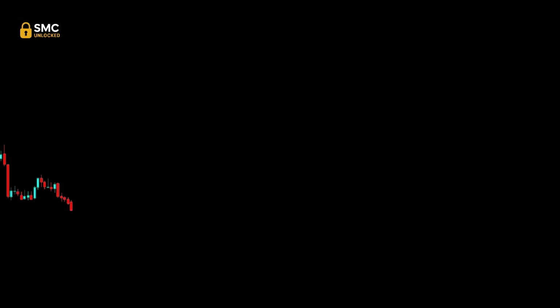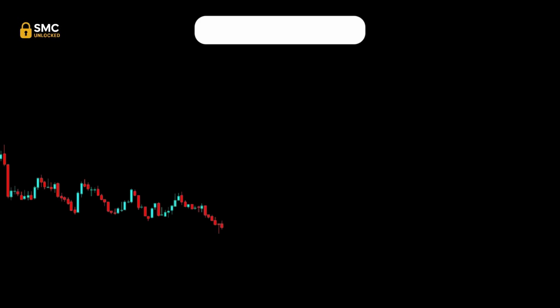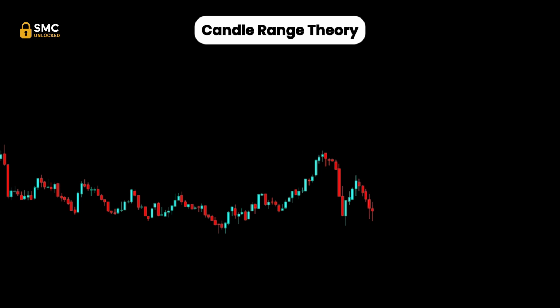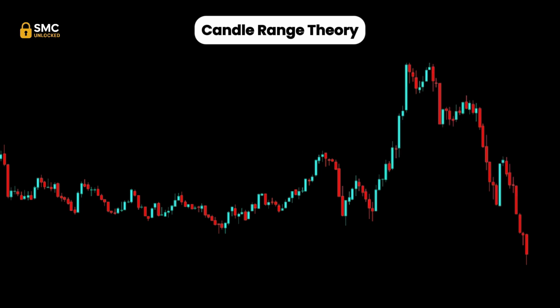Today, we're going to learn a powerful trading strategy based on candle range theory. The best part? It works beautifully across crypto, forex, and even stocks. But before we dive into the actual strategy, there are two key concepts you need to understand: candle range and CISD, change in state of delivery. Trust me, if you skip this part, you'll miss the real essence of the strategy.